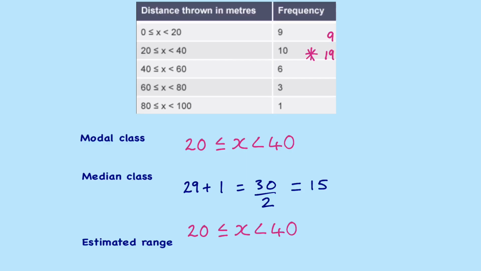And our estimated range will be the biggest possible value. There is one value in this interval and it could be 100. And then in the smallest interval there are 9 and any of these 9 could be 0. So the biggest possible value could be 100. The smallest could be 0. So 100 minus 0 is 100, which is our estimated range.